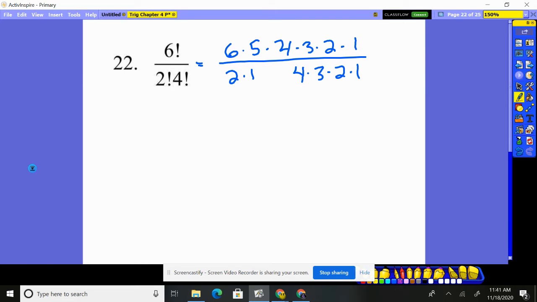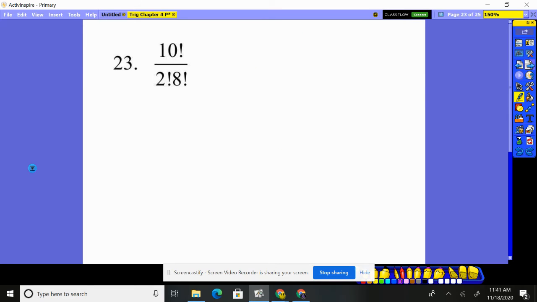Now, who's going to cross out? Well, I'm going to go these guys, these guys, these guys, these guys, and I'm left with 30 on top. 6 times 5 is 30. On the bottom, 2 times 1 is 2. Gives me an answer of 15. Easy enough.